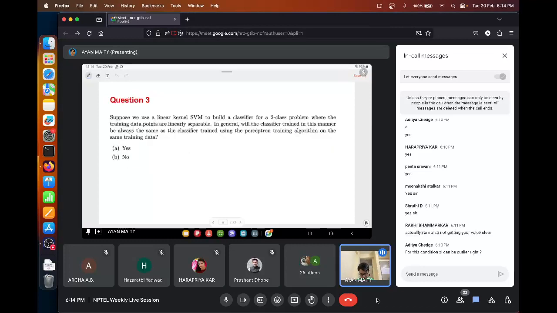Now question 3. Suppose we use a linear kernel SVM to build a classifier for a 2-class problem where the training data points are linearly separable. In general, will the classifier trained in this manner always be the same as the classifier trained using the perceptron learning algorithm on the same training data? So for a 2-class classification problem, if we use a linear kernel SVM and a perceptron learning algorithm, should these two classifiers be exactly the same or not?